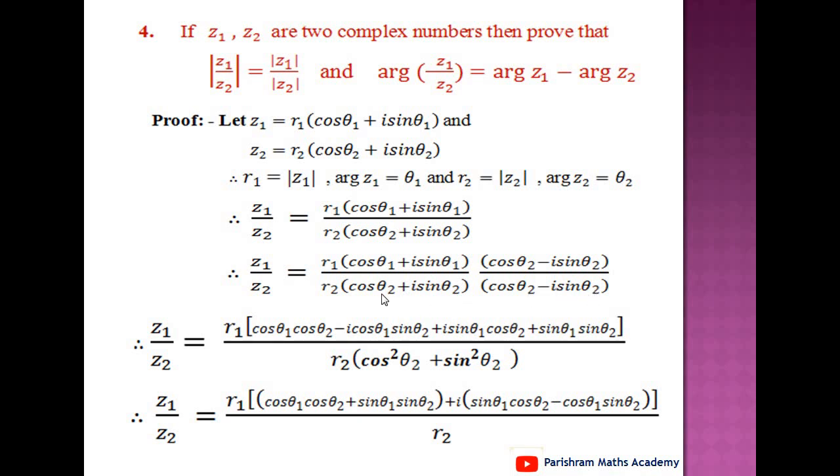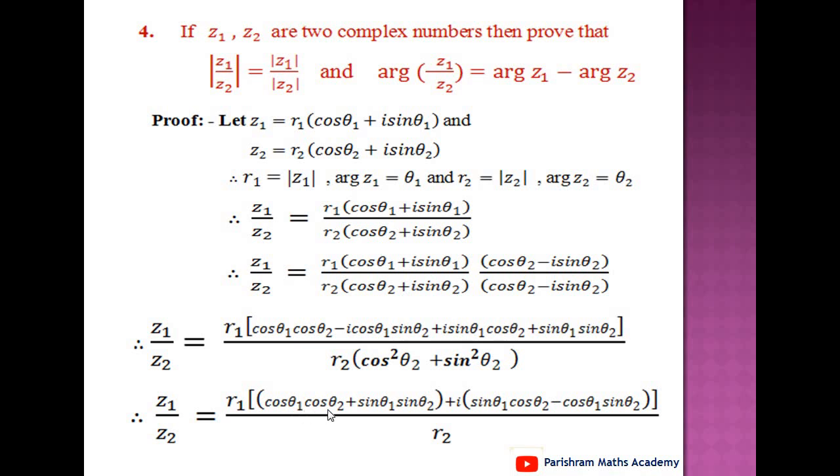into cos of theta 2 minus I times sin of theta 2, nothing but the square of the real part plus the square of the imaginary part, that is cos square theta 2 plus sin square theta 2. But the value of cos square theta 2 plus sin square theta 2 is 1, and therefore the denominator is only R2. Here R1 into, first you can take the real term cos of theta 1 cos of theta 2, last term plus sin of theta 1 sin theta 2. From the middle term we can take I as common, sin theta 1 into cos of theta 2 minus cos of theta 1 into sin of theta 2, and therefore we get Z1 upon Z2.